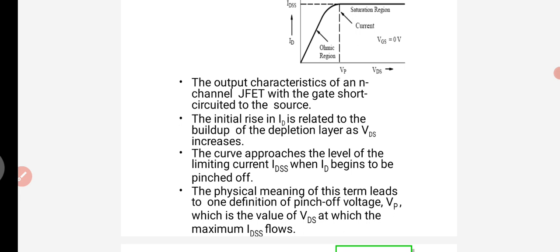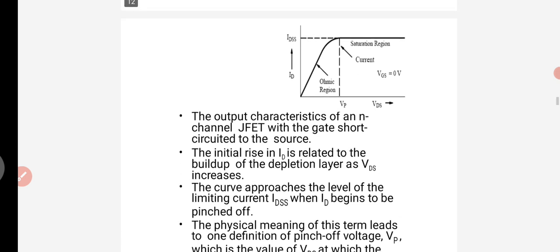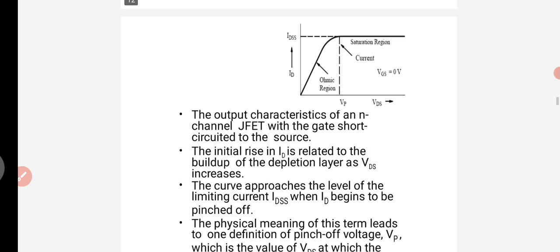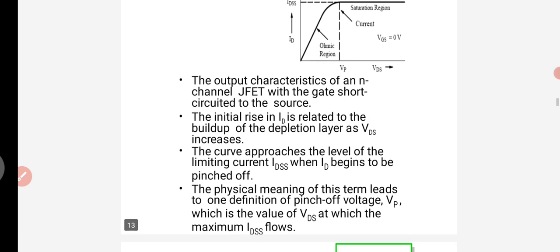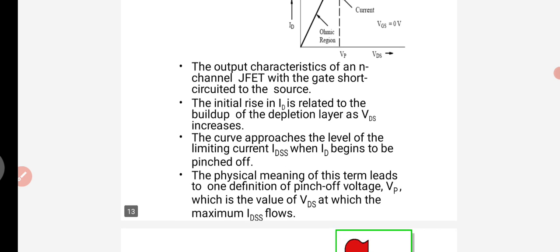So now the curve approaches the level of the limiting current, that is IDSS, when ID begins to be pinched off. So when ID reaches the pinch off region, it approaches the level of limiting current, that is IDSS. The physical meaning of this term leads to one definition of pinch off voltage Vp, which is the value of VDS at which the maximum IDSS flows.